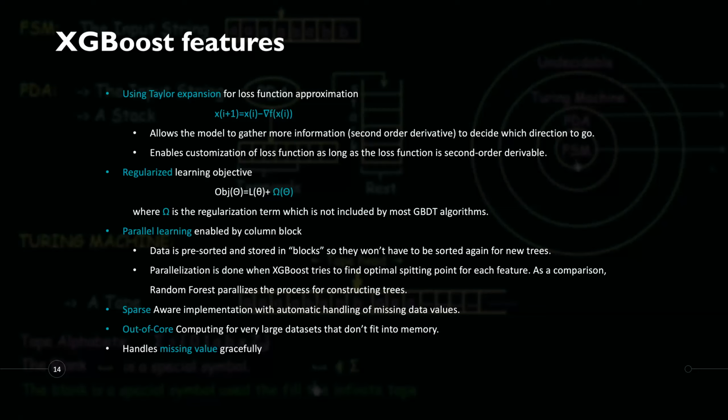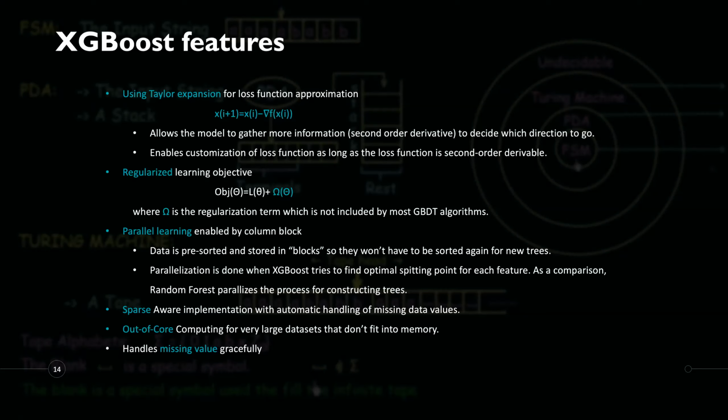The third feature is parallel learning, which is an interesting one. It's not hard to imagine a bagging algorithm such as random forest being parallelized, right? We know random forest creates many decision trees and then combines the results together. That's a very simple way to describe random forest.